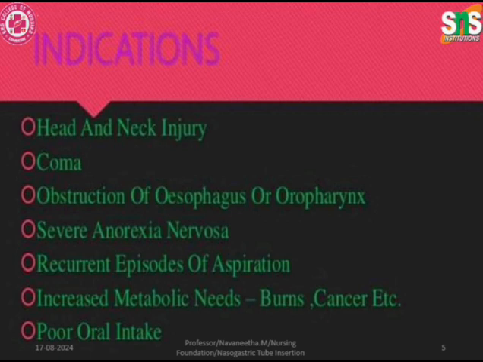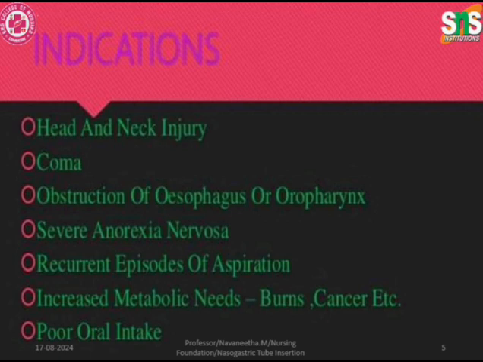The next one is recurrent episodes of aspiration. Aspiration means that when they are taking food continuously, the food gets into the lungs. When this happens continuously, the patient will develop pneumonia and many life threatening conditions can happen. There may be some spasm in the larynx and esophagus. Because of that, the person will aspirate food into the lungs. For those patients also we will go ahead with NG tube feeding.